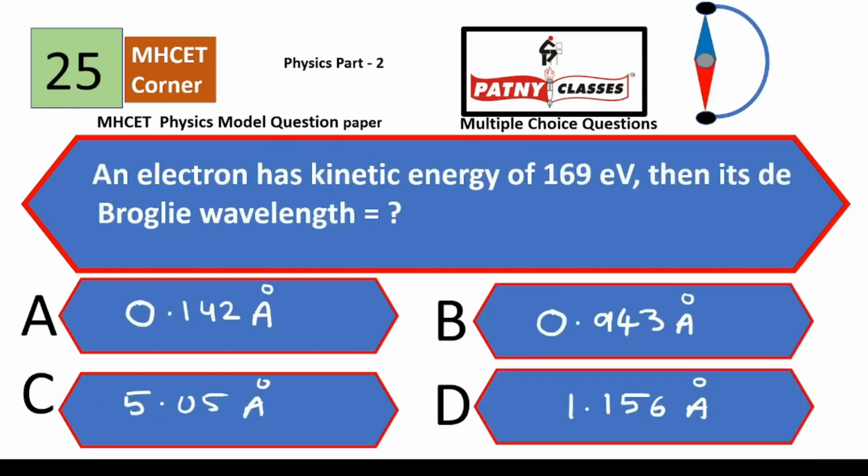Question number 25. An electron has kinetic energy of 169 electron volts. Then its de Broglie wavelength equals how much? Option A 0.142 angstrom units. Option B 0.943 angstrom units. Option C 5.05 angstrom units. And option D 1.156 angstrom units.